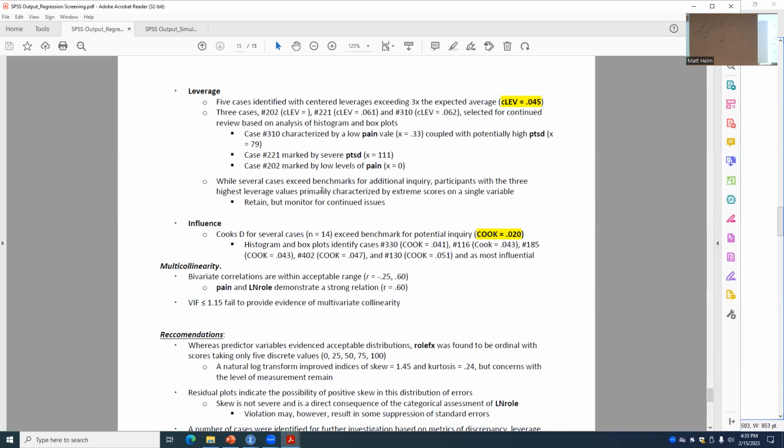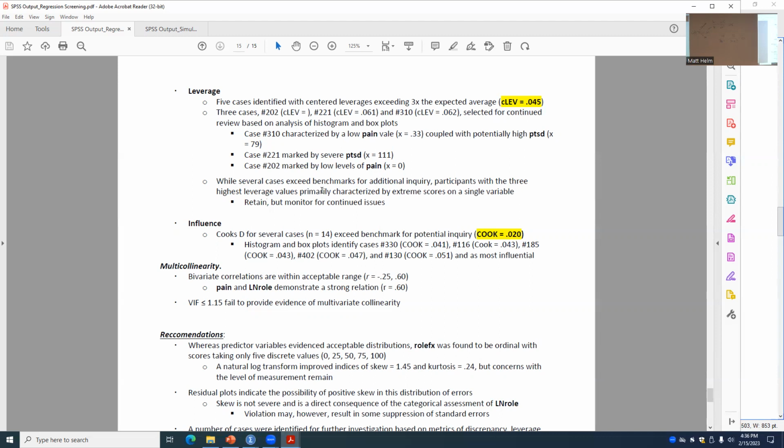We're saying while several of these exceed benchmarks for additional inquiry, these individuals with the 3 highest are characterized by extreme scores on a single variable. So we're going to say, we're going to hang on to these, we're going to watch for what's going on moving forward.